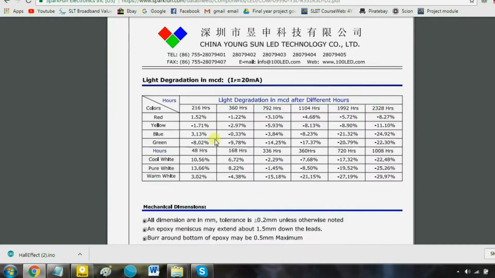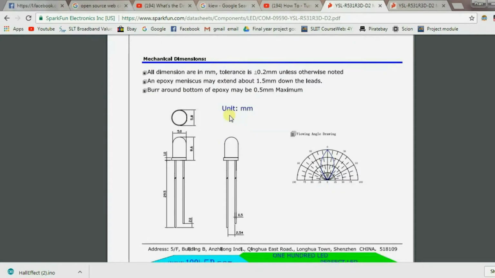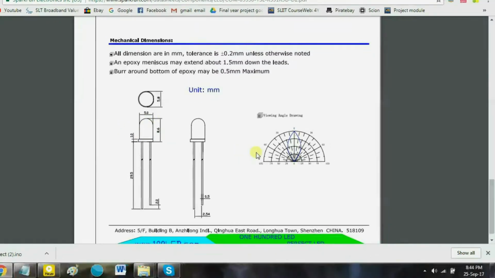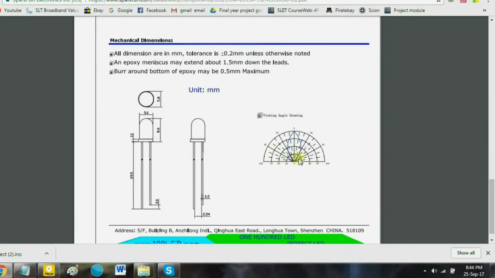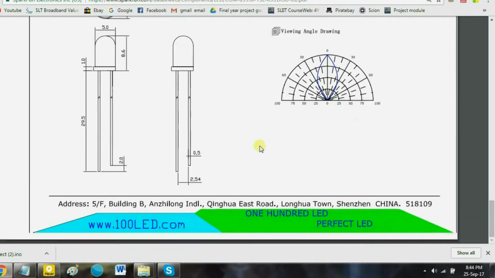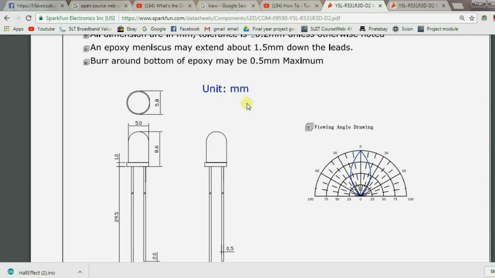light intensity. So they have provided mechanical dimensions, and as you know, this is a 5mm LED, where the diameter of the lens is 5 mm, and as I mentioned earlier, this is a lens which disperses the light coming from the small chip inside it. This is the viewing angle. If we enlarge on it, so that's it. So let's get back to designing the circuit.